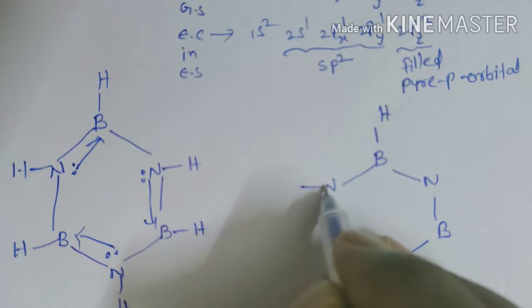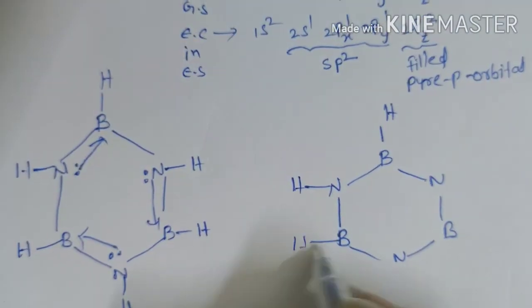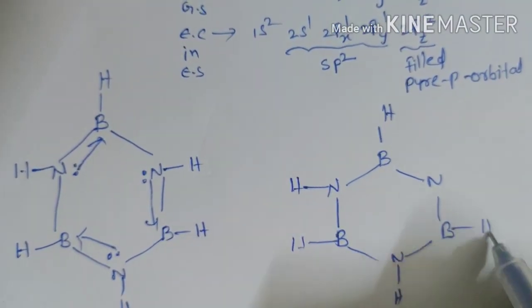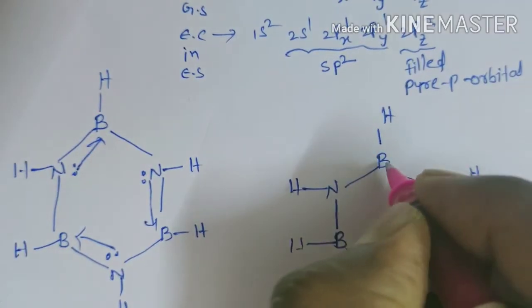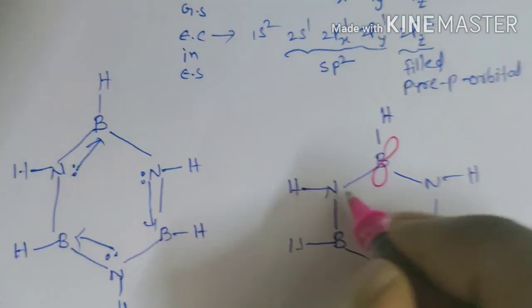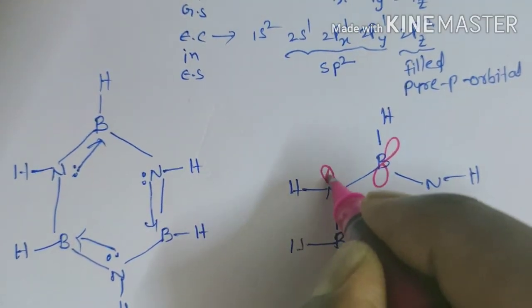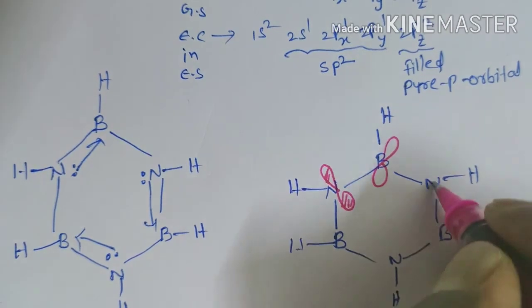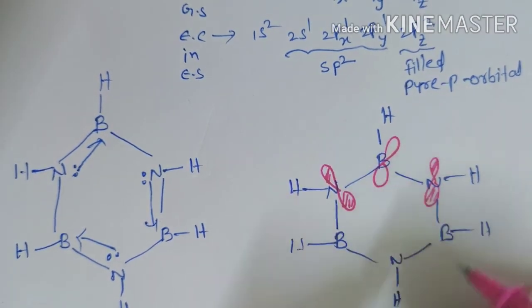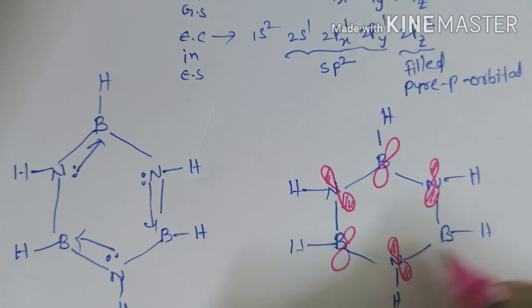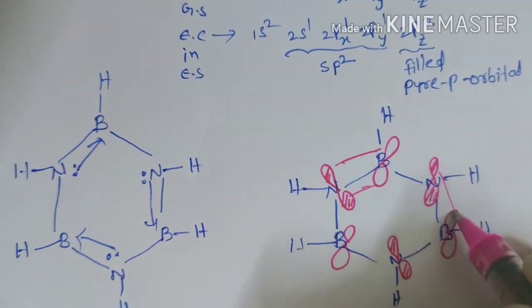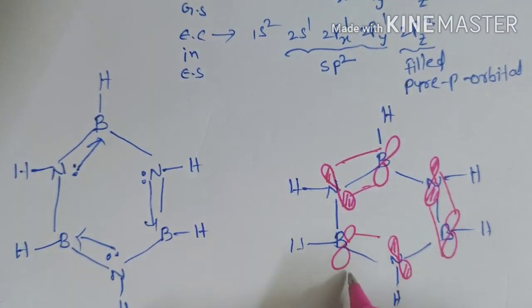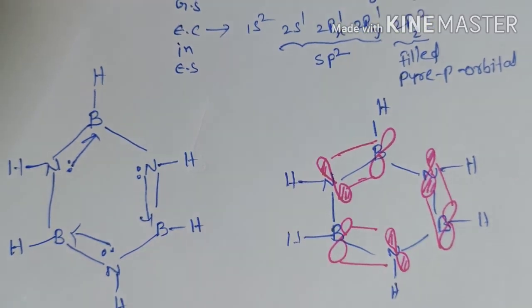Hydrogen, hydrogen, hydrogen, hydrogen, hydrogen. Here on the boron atom we have an empty p orbital, here we have the filled p orbital, here also we have the filled p orbital, here also we have the filled p orbital, and here we have the empty p orbital. So overlapping occurs here. As a result, a pi bond is formed here.